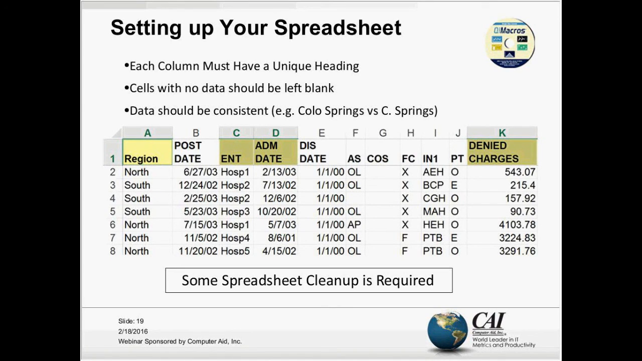This one, on the left side, there are 2 different regions, then there are different hospitals. We have admit dates, and then we have function codes, that's FC, what's the insurance company, and then what type of patient it was, and denied charges. We want to make sense of all of this and find out where is what I call the Pareto pattern.